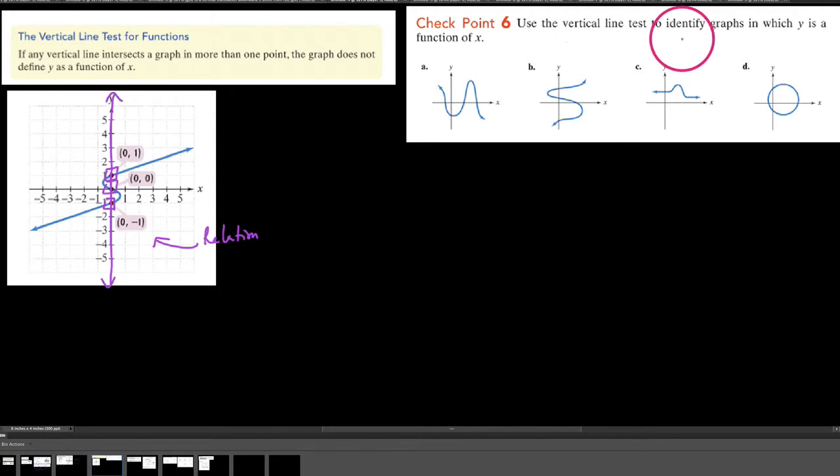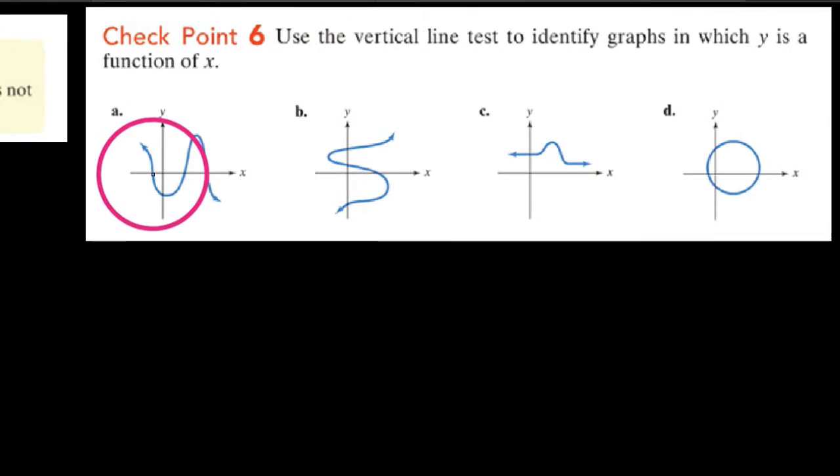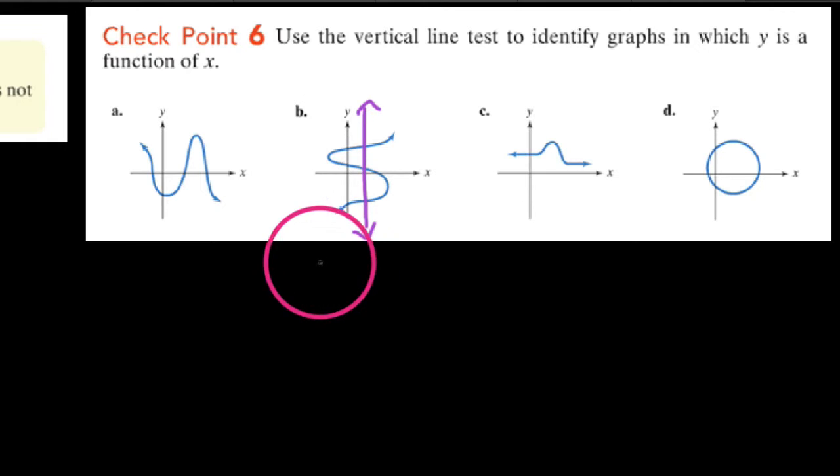So what I want to do is use the vertical line test to identify the graphs over here in which y is a function of x. And so I think that instead of drawing infinitely many vertical lines through this first graph on A, I'm actually very inclined to say that it's a function already. I'm only going to look for the graphs that would not define y as a function of x. So letter B here, I could say this is not a function.